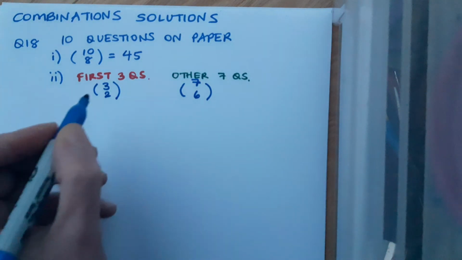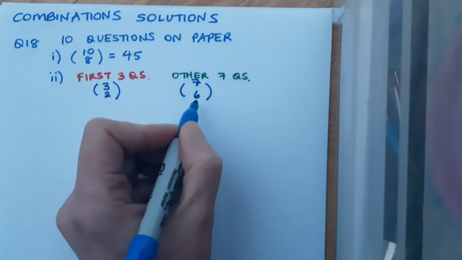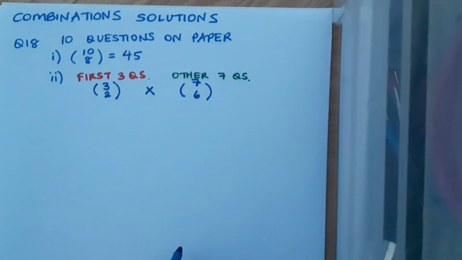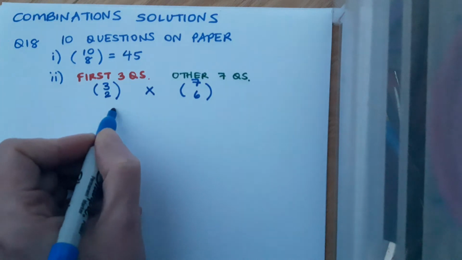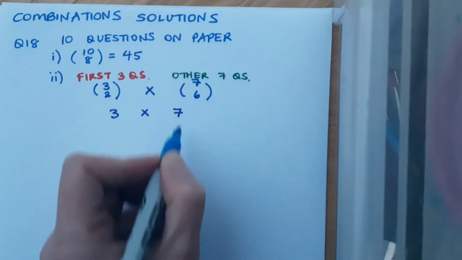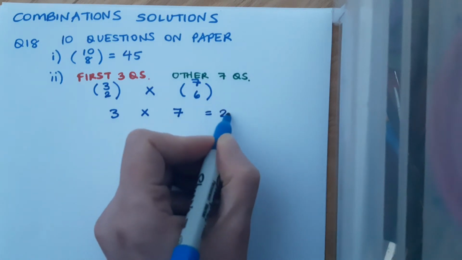I need to choose 2 questions from the first 3 and 6 questions from the remaining 7. So I'm going to multiply these 2 things together. 3 choose 2 is 3. 7 choose 6 is 7. And so my answer here is 21.